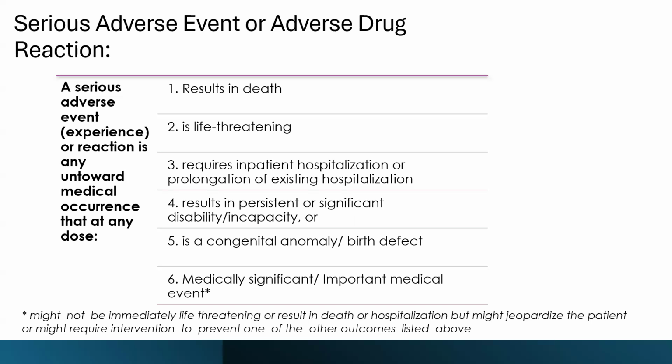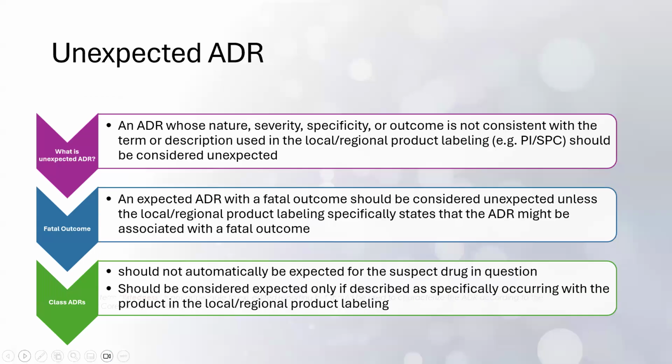So these are the various seriousness criteria, and this is a burning question in a PV interview: what are the various criteria for the seriousness of an ADR or of an ICSR. So you have to list these 5 or 6 categories as the reasons for an ICSR becoming serious. Okay, I hope it is clear.